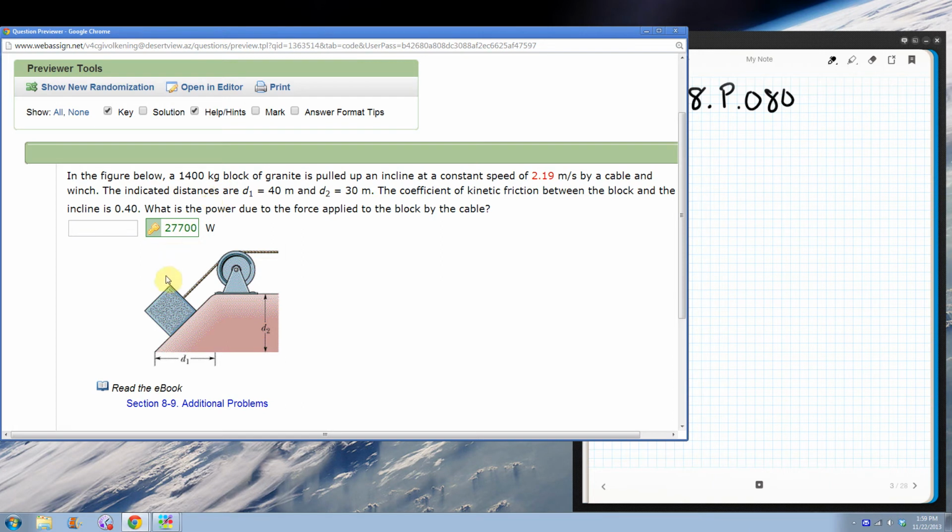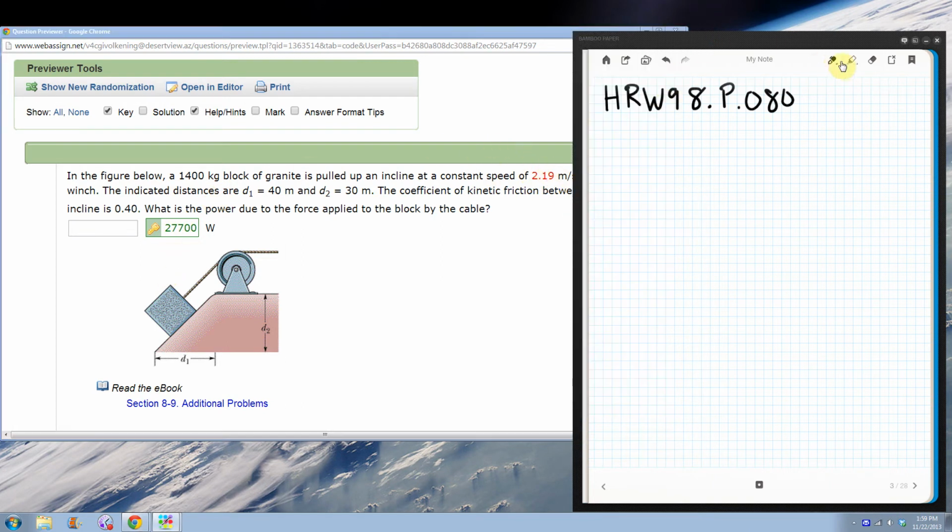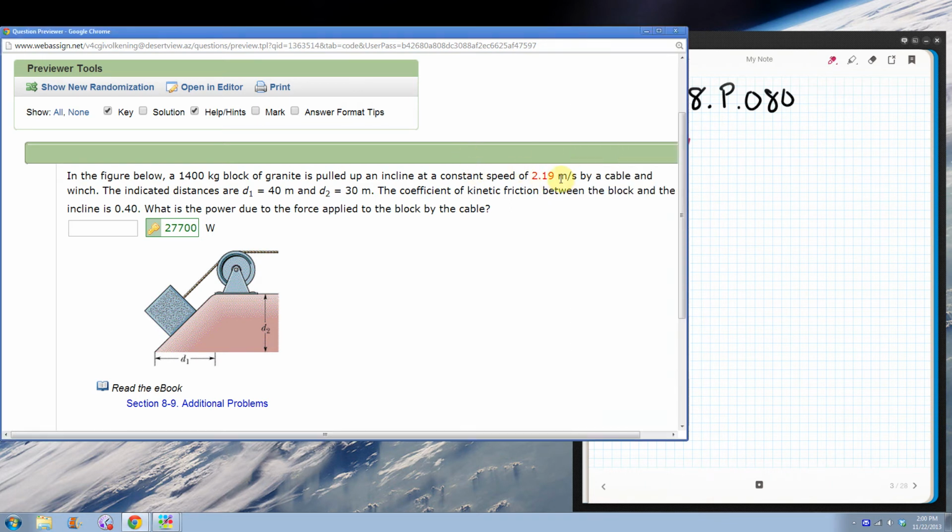Okay, notice the only thing that's different in numbers for anybody is the speed here. There's actually two things we could do. We could figure out the work done and accelerate it, which is really annoying. The easiest way to go is that instantaneous power at any given point is the force times the velocity. I have the velocity right here. All I need to find out is how hard the cable is pulling on the block.